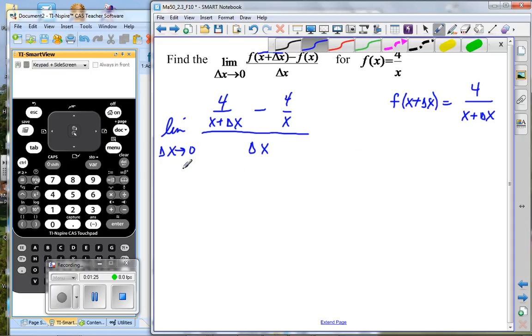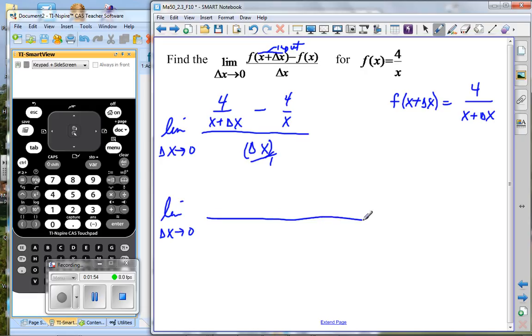In order to continue working on this problem, I'm going to have to consider the numerator and write that as one fraction, and then consider that the denominator is also a fraction divided by 1. So I have delta x divided by 1. So let's work on the numerator and get that into one fraction. So the limit as delta x approaches 0, and we have down here our delta x divided by 1, okay?